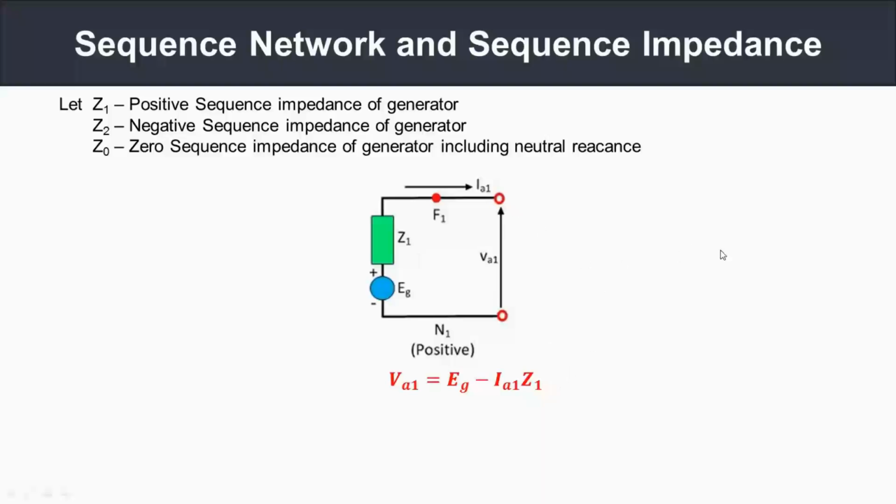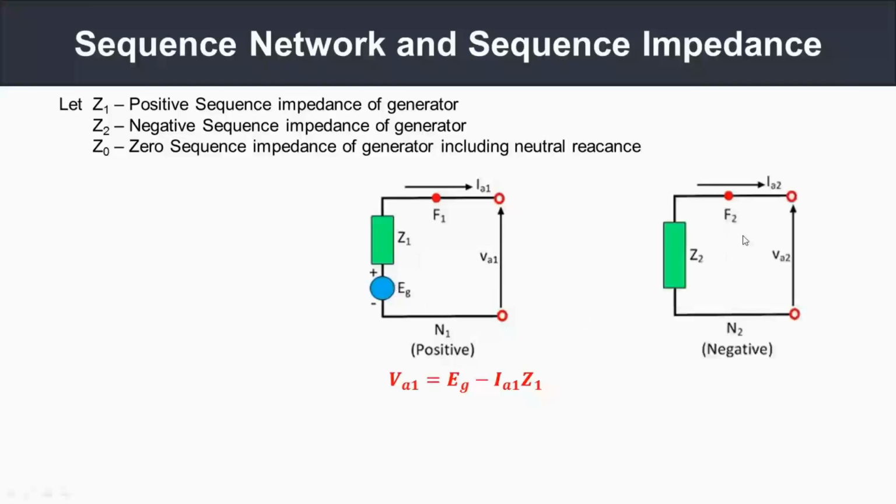Next, the negative sequence network. The voltage sources are removed to get the negative sequence network. Here this is the negative sequence network. The marked values are negative sequence values. The subscript 2 indicates negative sequence: Z2 negative sequence impedance, IA2 negative sequence current, VA2 negative sequence voltage. Here also, applying Kirchhoff's voltage law, we get VA2 is equal to minus IA2 into Z2.